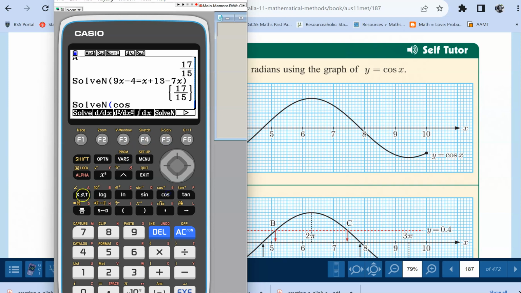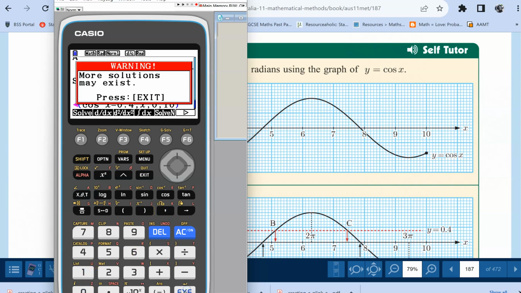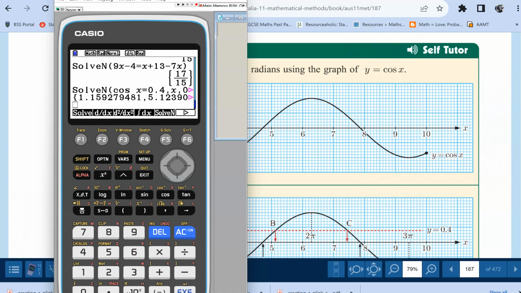Okay. We go cos x. Where's your equals? It's above your decimal. And 0.4. Now, if I close my brackets and press enter, it would just give me random answers. I need to tell the calculator what values to go between. So I'm going to go, anyone remember? Comma, x, comma, 0, comma, 10. And then we press enter. It gives you the red scary screen, but we go, yeah, sure. Press exit, and those should be the same numbers that we have before.